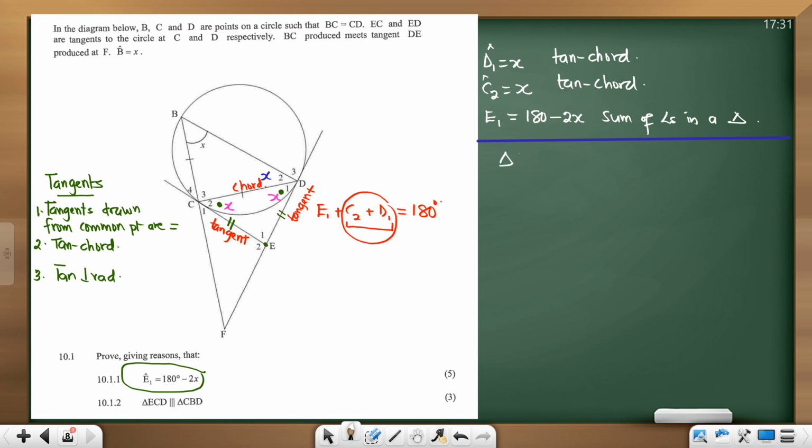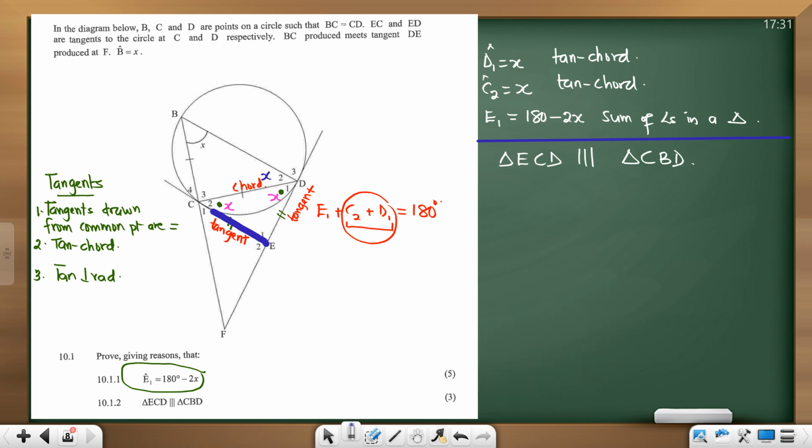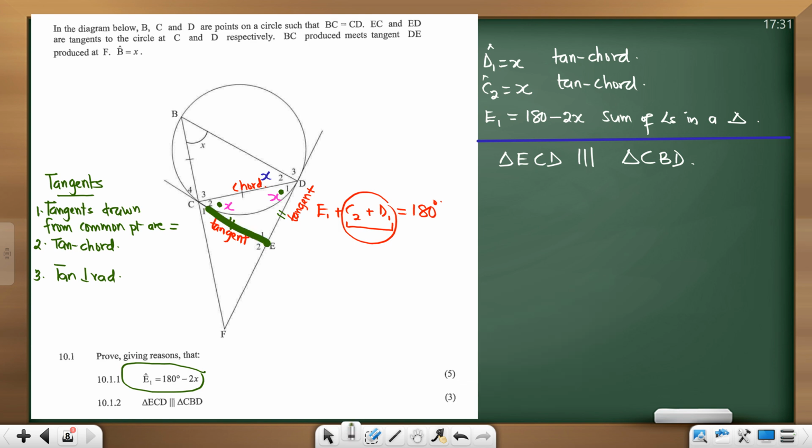All right, triangle ECD. You should know this one. Do you remember what we said? What's the first thing we do? We list the angles in order. ECD. Come, let's go. ECD. Do you notice the angles? What's the first one? Anybody? I don't want to do the work. I'm waiting. List it in order.